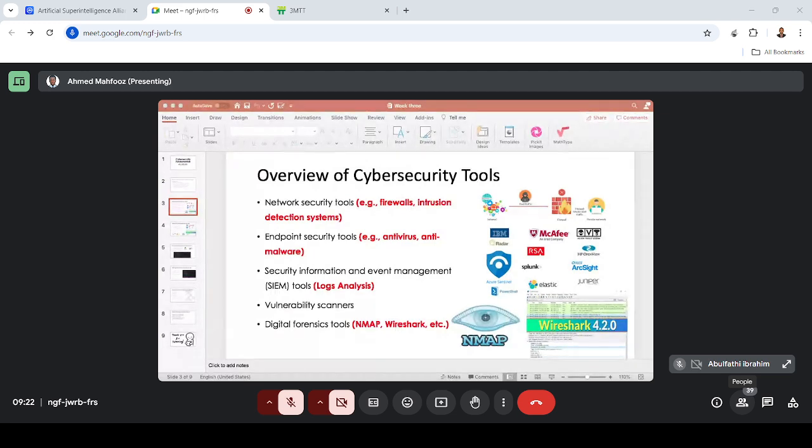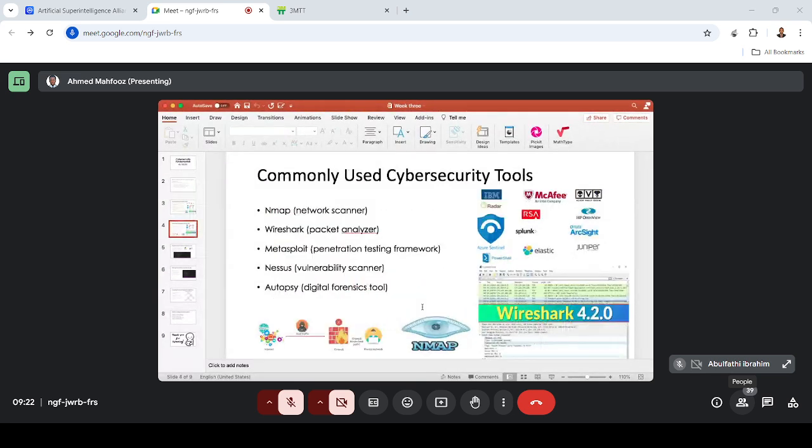Okay, that is the different tools we have in cyber security. Then we come to the commonly used cyber security tools. As we mentioned in the previous slide, we have Nmap, which is also known as network mapping. Network mapping is a software which we use to scan our network.